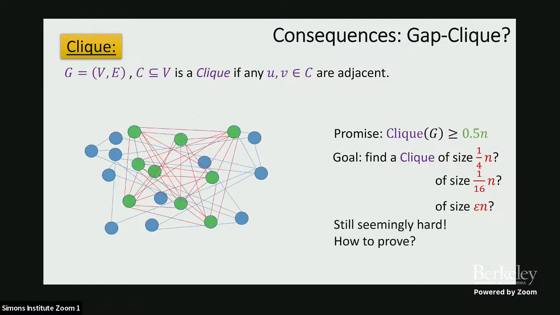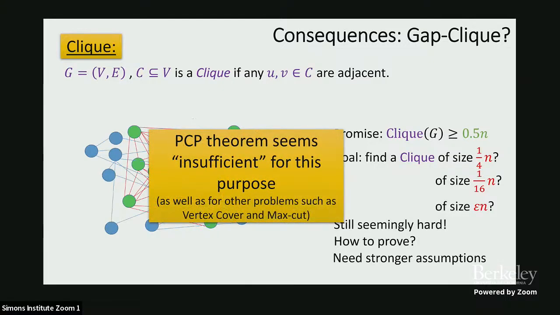We actually think that this is hard, but we don't know how to prove it. And it turns out that we need stronger assumptions to do that. So the PCP theorem, even with all of the extensions that we're going to see, seems insufficient to prove such statements.